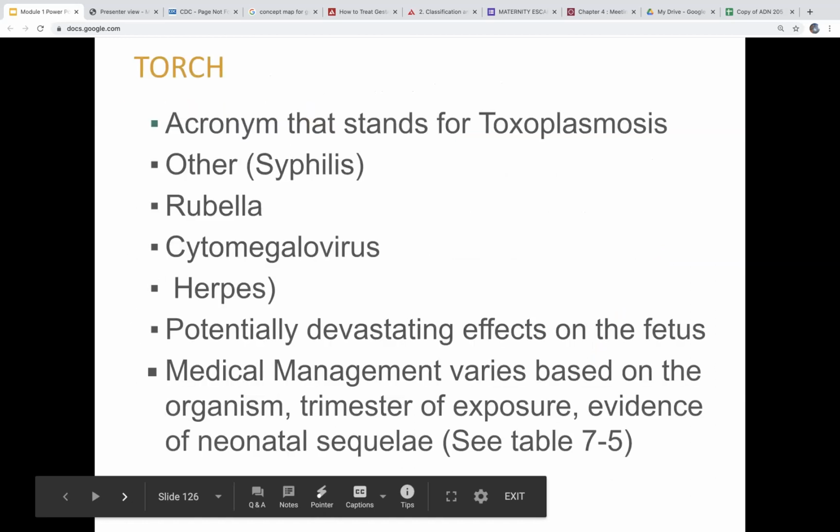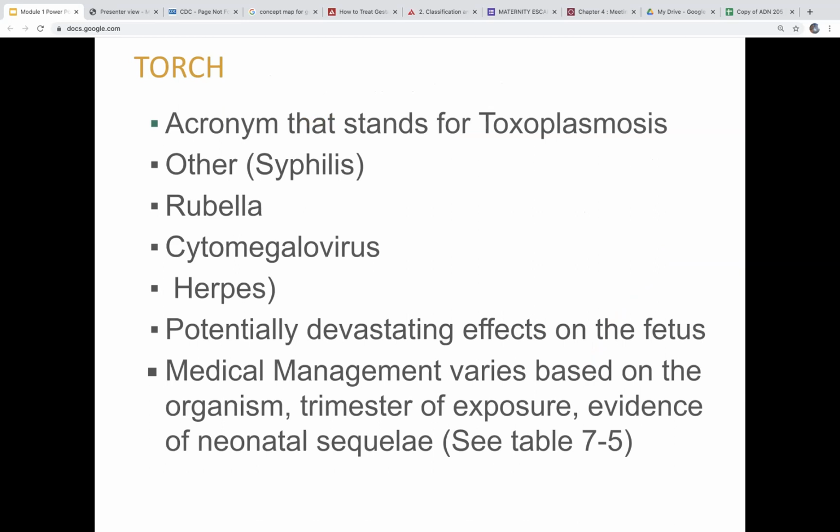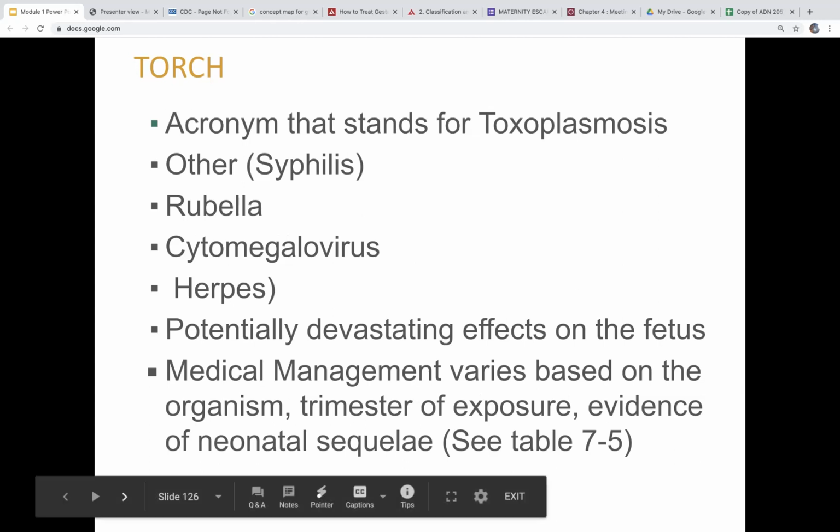The next thing we're going to talk about is your TORCH, T-O-R-C-H, infections. It's an acronym that stands for toxoplasmosis, others such as syphilis, rubella, cytomegalovirus, and herpes. These all have potentially devastating effects on the fetus. Remember, we talked about infections before. One of the other things with infections is it brings on preterm labor. Your text has a lot of medical management depending on the organism and the trimester, so go back to table 7.5.